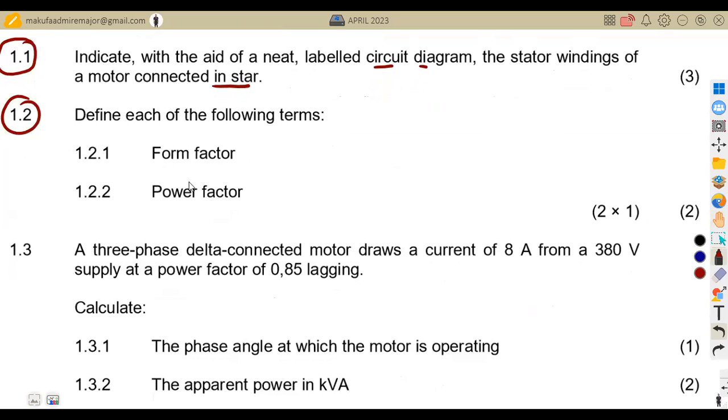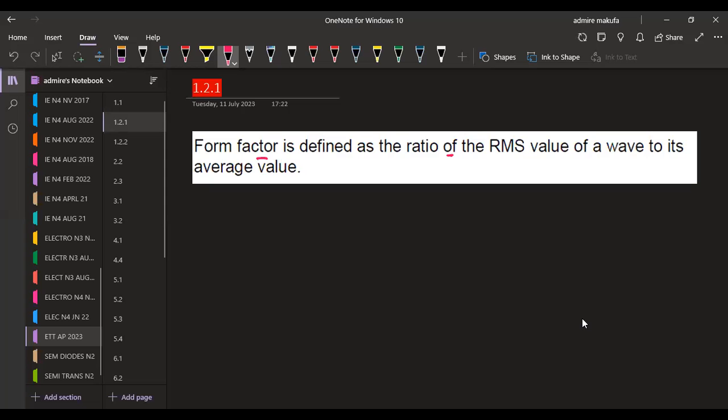Then we've got 1.2, define each of the following terms. We've got 1.2.1, whereby we are asked to define what is referred to as the form factor. The form factor again is from our AC. The form factor is defined as the ratio of the RMS value of a wave to its average value. That is what we refer to as the form factor.